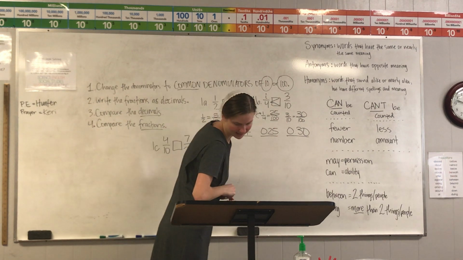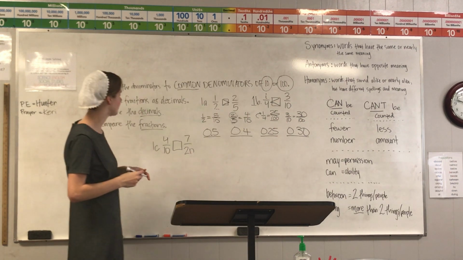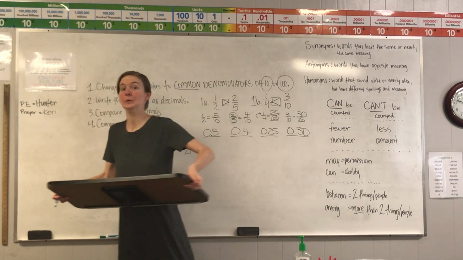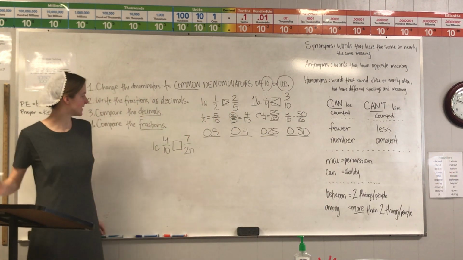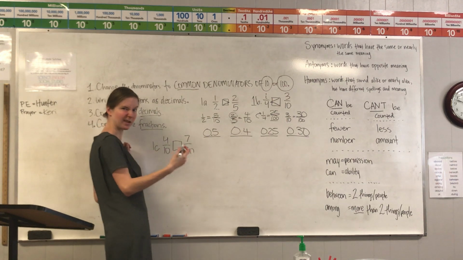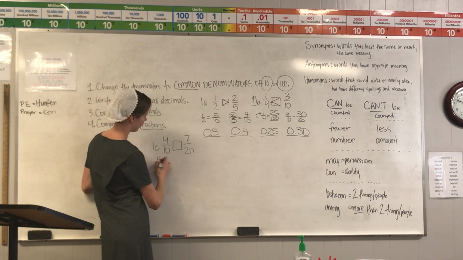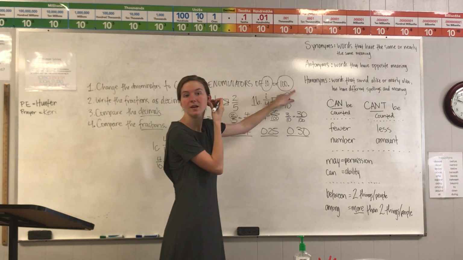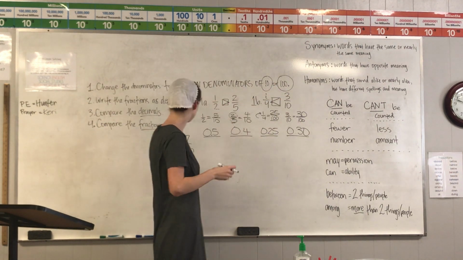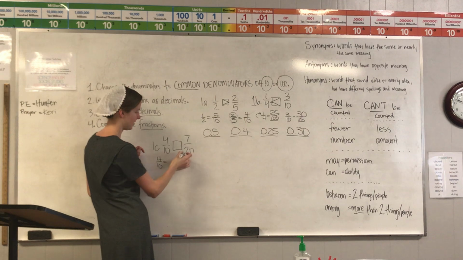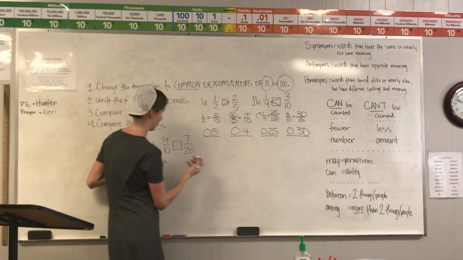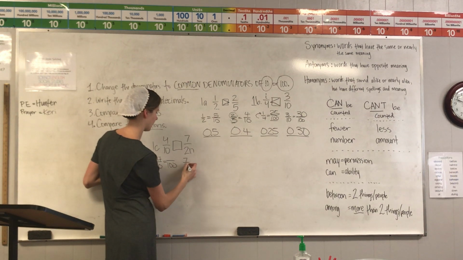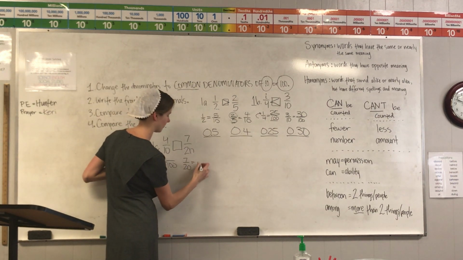All right, let's do 1C. 4/10 compared to 7/20. 7/20, is that right? So we're going to rewrite that. 4/10 equals, would we use 10 or 100? We would use 100 because 20 cannot go into 10. So we need to use 100. 4 over 10 equals blank over 100, and 7 over 20 equals blank over 100.